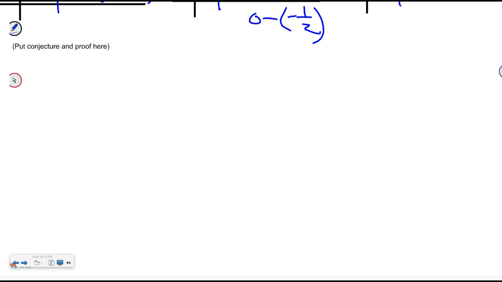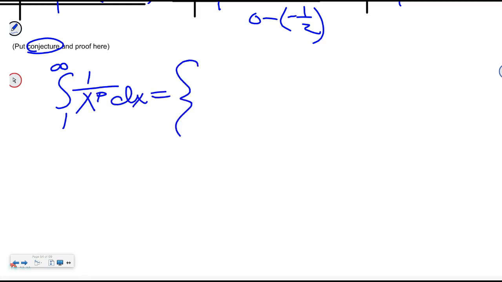If you like to know where stuff comes from, this is kind of how you show it. So a conjecture is something that seems to be true based on observation. Once you can prove it, it becomes a theorem. That's the difference, okay? So my conjecture is this, that when I integrate from a constant up to infinity, I could put a 2 or a 3, it doesn't really matter, 1/x to the p dx, my conjecture is actually twofold. Let's call it a piecewise conjecture.